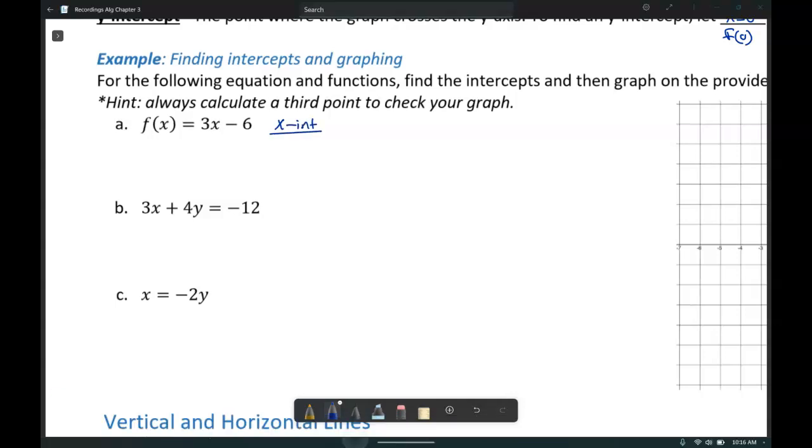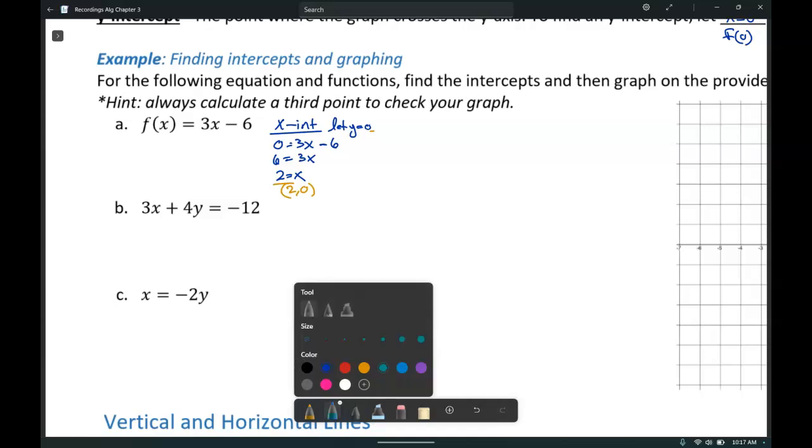Alright, so for the x-intercept, we want to let y equal 0. In this case, f of x. So we're replacing f of x with 0, and we are solving for x. We add 6, divide by 3, x equals 2, giving us an ordered pair of 2, 0. X was 2, y was 0. We have our ordered pair 2, 0.